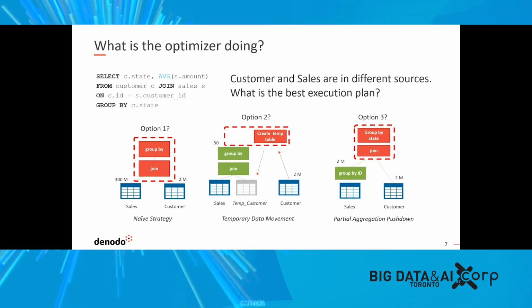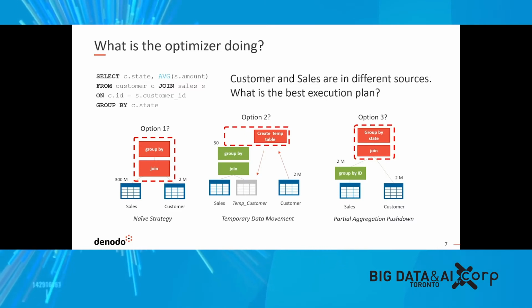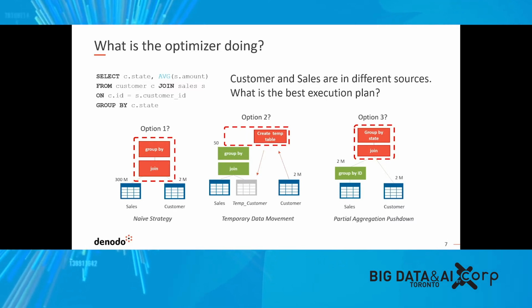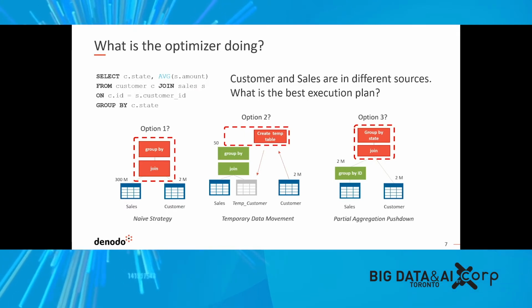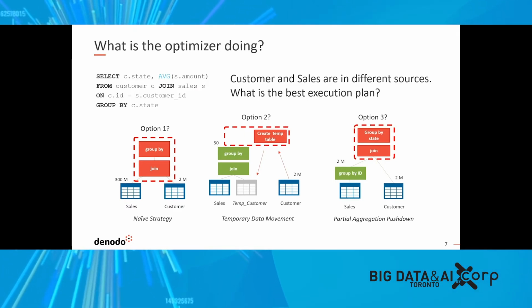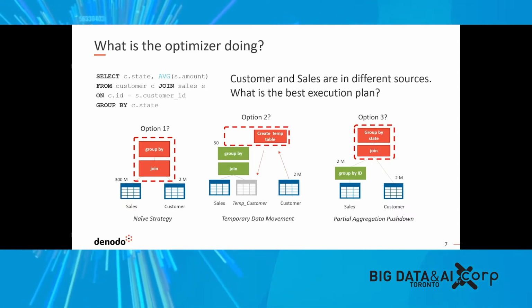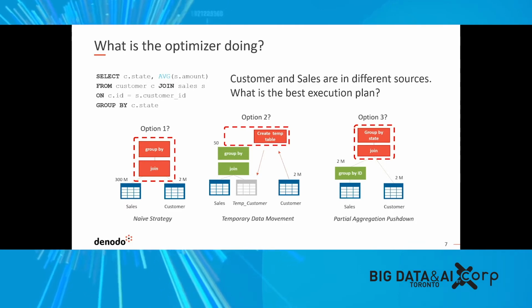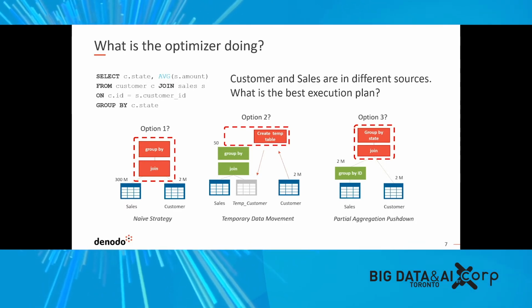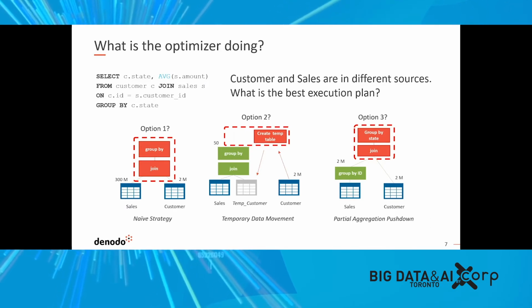The problem with this approach, and the reason why most people end up frustrated with federated query tools, is that we are moving way too much data over the network. Before we can even start calculating the result, we need to move 300 million rows from the sales database. Because the Denodo optimizer is factoring in all of the available metadata, it will ignore the naive strategy and choose either option 2 or option 3. Option 2 represents an execution plan leveraging temporary data movement.